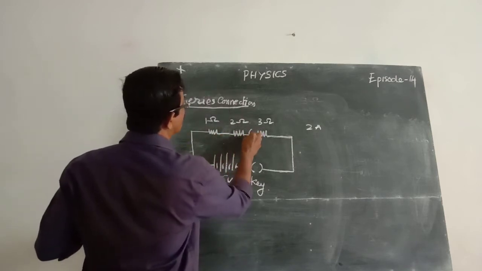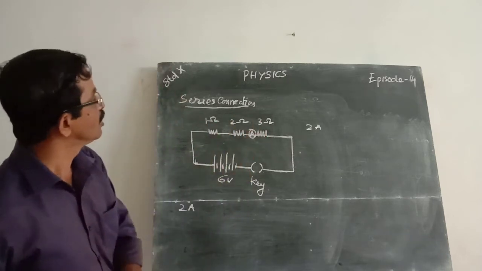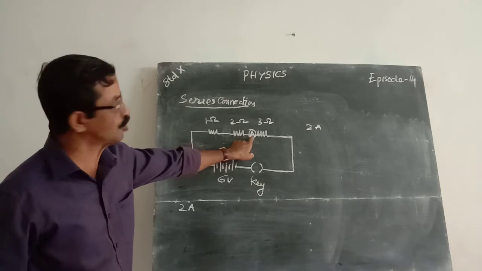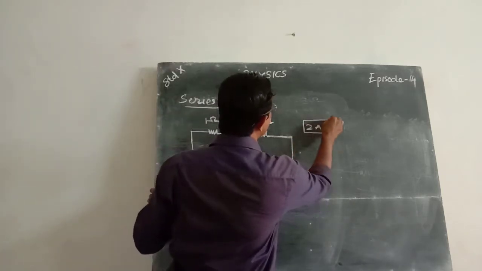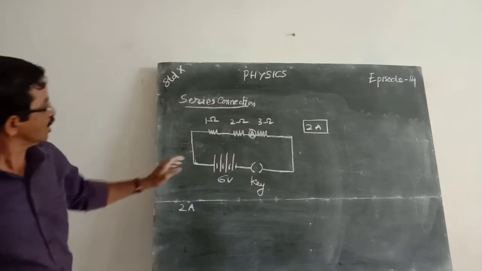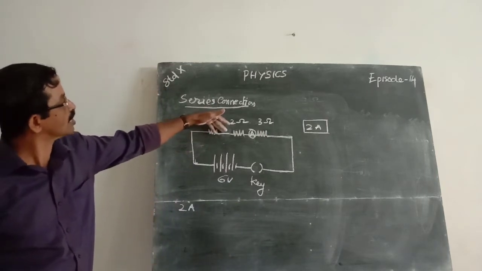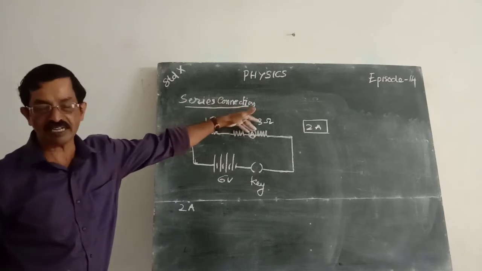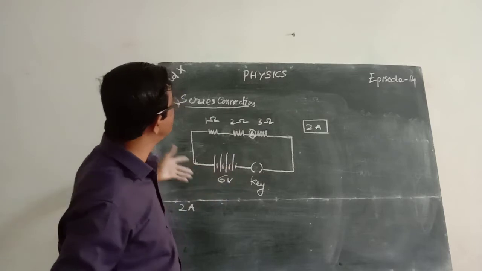Now the position of the ammeter is here. See, again the current shown in the ammeter is 2 ampere. That means if the current here is 2 ampere, here also 2 ampere. Here also it shows 2 ampere. This means current in the circuit is same.